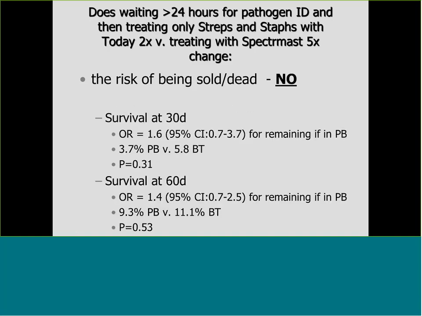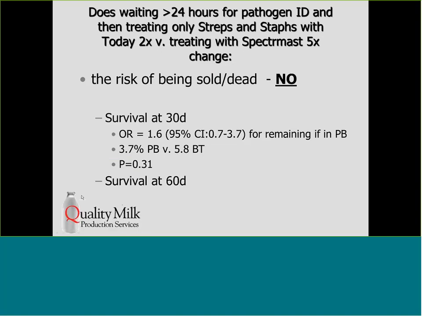Does it change the risk of being sold or being dead 30 days after the mastitis event? Nope. Okay. 3.7% in the pathogen-based group and 5.8%, okay, in the blanket therapy group. Not statistically different, even though the pathogen-based group was a little lower. How about 60 days later? 9.3% in the pathogen-based group, 11% in the blanket therapy group. Not statistically different, again, even though the pathogen-based group is numerically better.